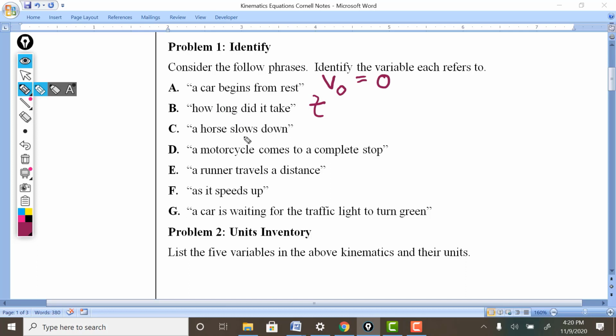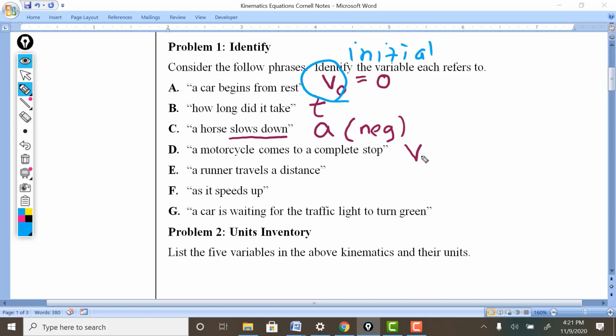C: A horse slows down. Remember, this is a classic phrase for acceleration, right? But in this case, it's negative acceleration. It's what we call deceleration. D: A motorcycle comes to a complete stop. This is the final velocity, not to be confused with v naught, the initial, right? This v is final, and it comes to a complete stop means that it's 0. So these two in particular, A and D, tend to be very common and popular, and they show up in a lot of problems. So be mindful of those.